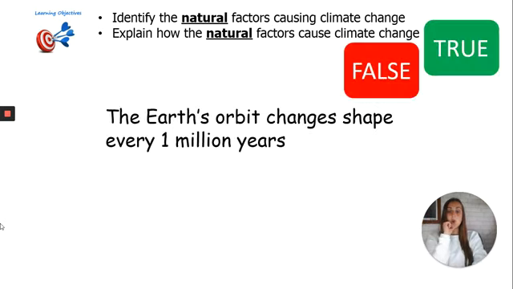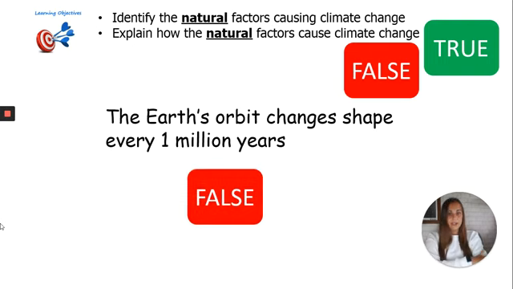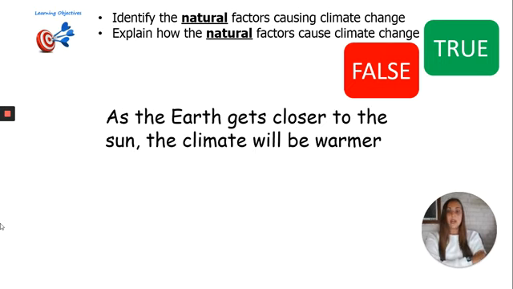The Earth's orbit changes shape every 1 million years. Is that true or false? That is false if you've been listening, because it changes every 100,000 years. As the Earth gets closer to the sun, the climate will be warmer. Do you think that is true or false? That is true, so well done if you got that one.